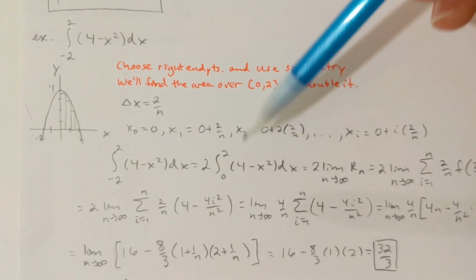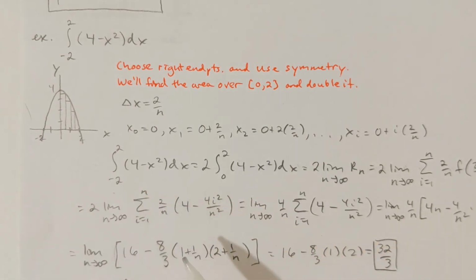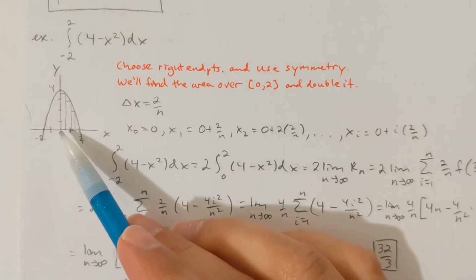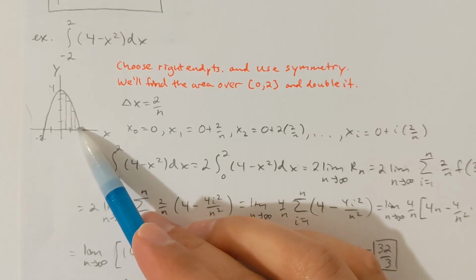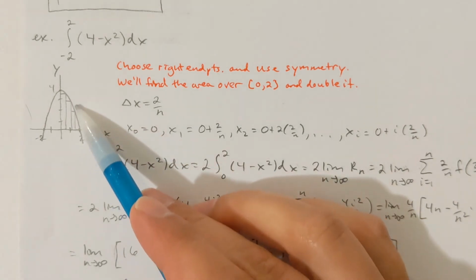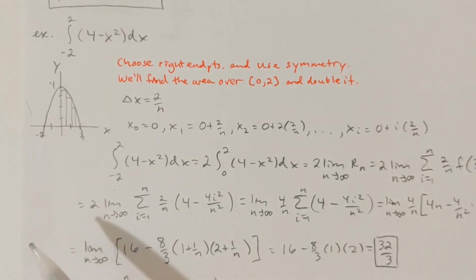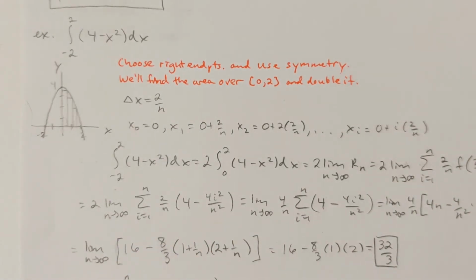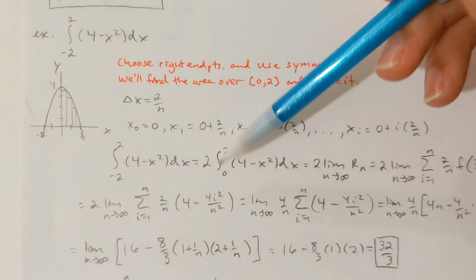You don't need to do that, but it's going to be easier to have this lower bound be at 0 rather than -2. Okay, if I find the area under the curve going from 0 to 2, and then whatever that is, I'll just double that result, I'll end up getting the total area that is under the curve going from -2 to 2. Okay. Again, you don't need to use symmetry, but it's convenient to have a bound of 0 rather than some other number there.